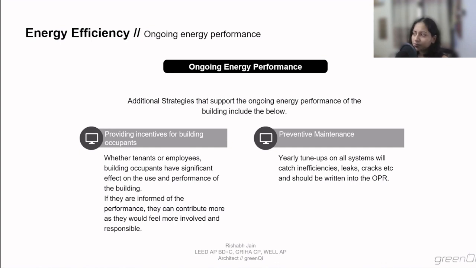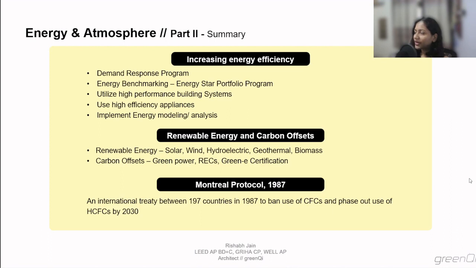The other way is preventive maintenance. So tuning up your systems yearly, checking for inefficiencies, for leaks or cracks. This should be part of all the systems. It should be done on a yearly basis to actually check how the systems are working and what the missing elements in the system are. So that is the end of all the strategies for the Energy and Atmosphere category part 2.